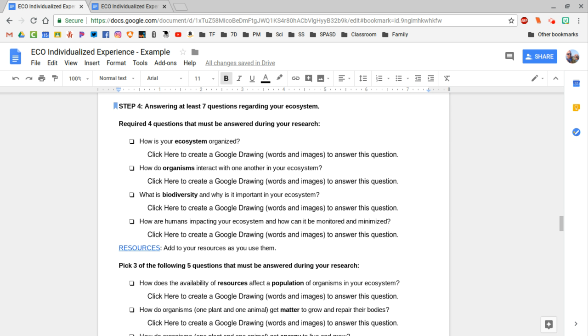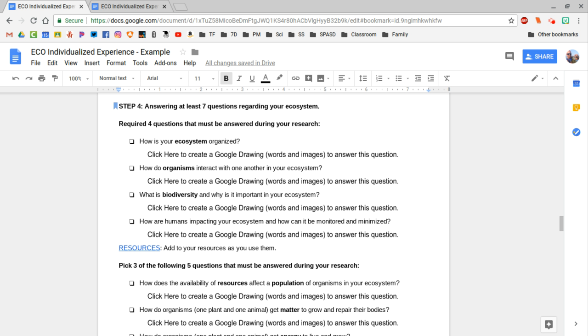You're going to have at least 7 questions regarding your ecosystem. As you can see here, there are 4 required questions that must be answered during your research. So once again, you can use Google Draw for words and images to answer each of the questions.